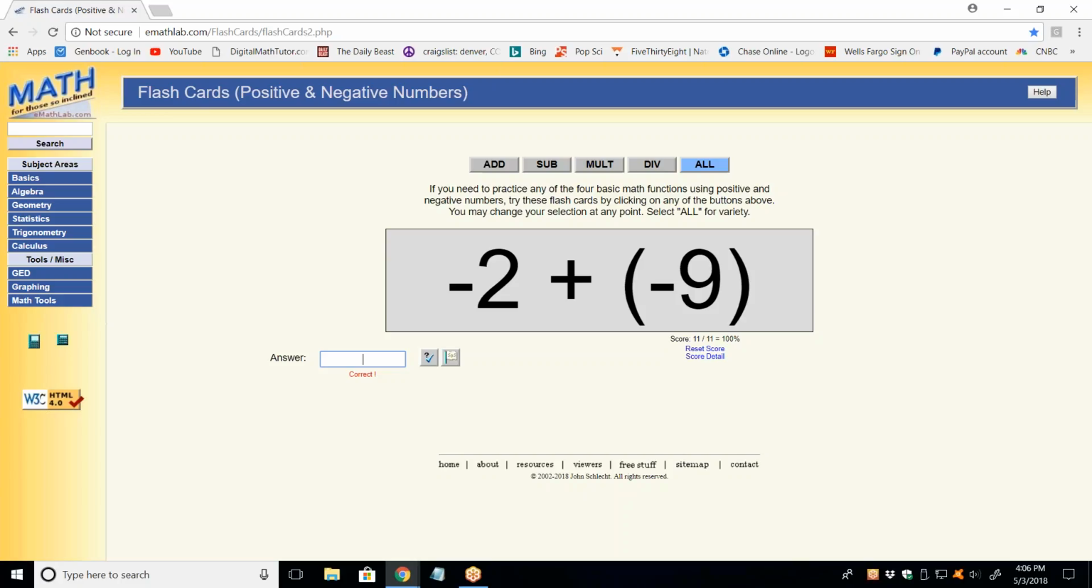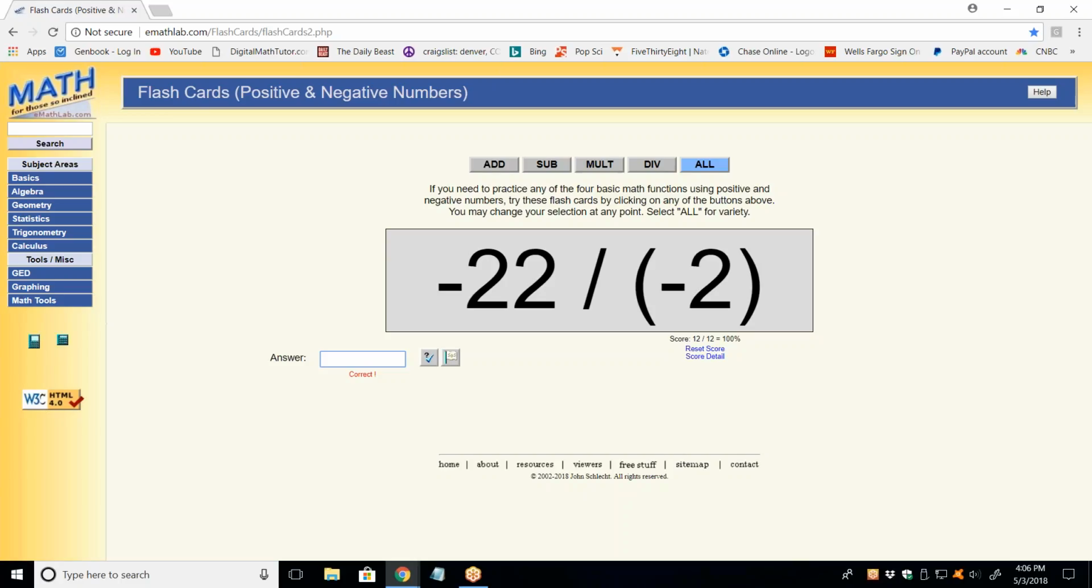Plus... -11. Good. See, this is easy. The harder way for this problem would be if it said -2 minus 9. But when they say -2 plus a -9, it's actually a relatively easy problem. It's going to be a positive. Good.